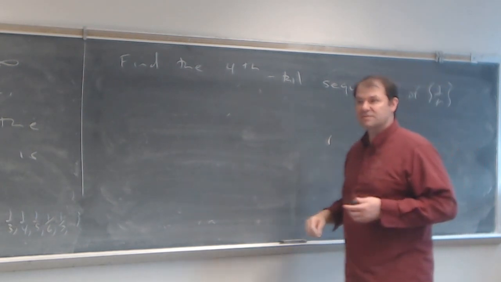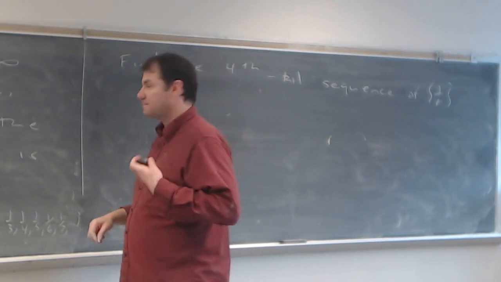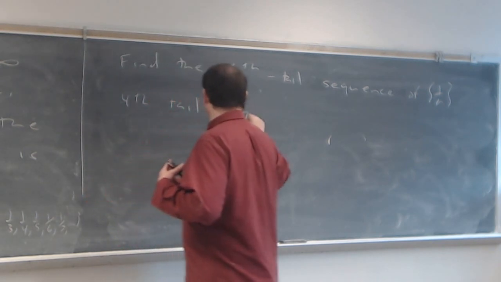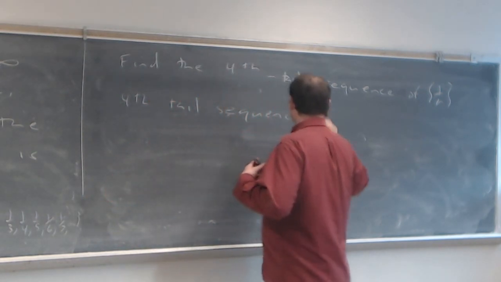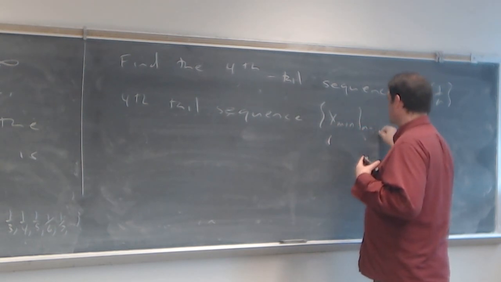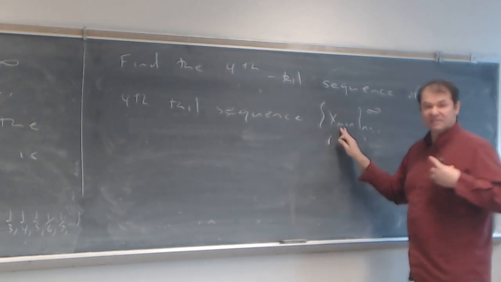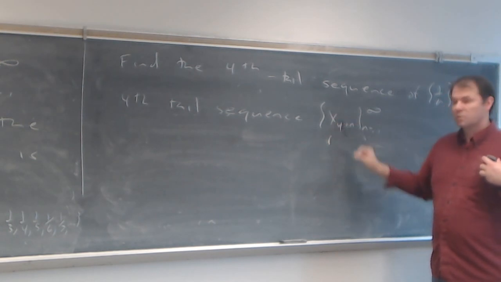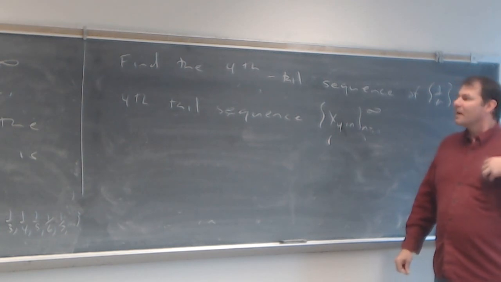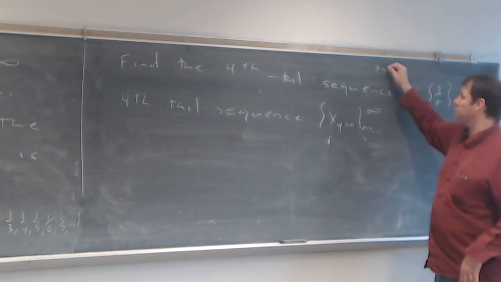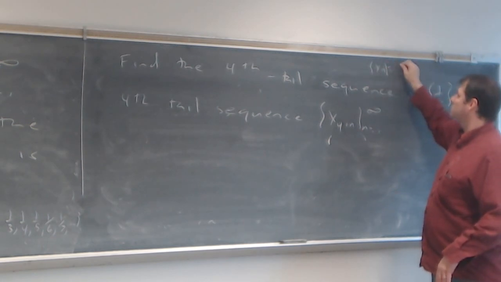Okay. So the fourth tail sequence. What is it? By definition, it's x sub m plus n, and n runs from 1 to infinity, where m is the mth tail sequence. So here, what's m? 4. Okay? So here's the way that I think of this. Over here to the side, remember what x of n was for our sequence? 1 over n.